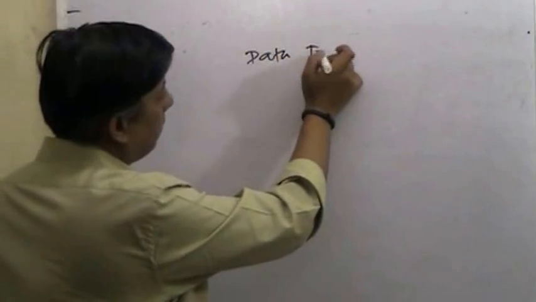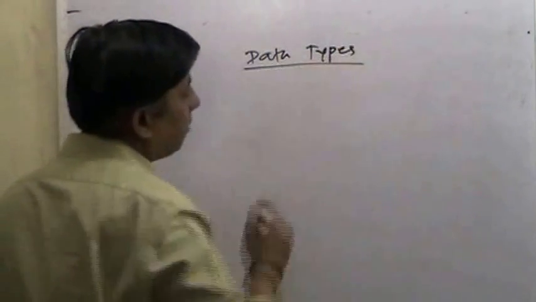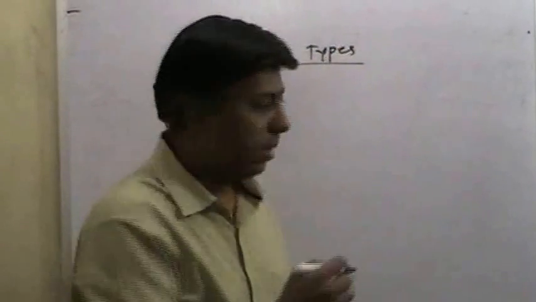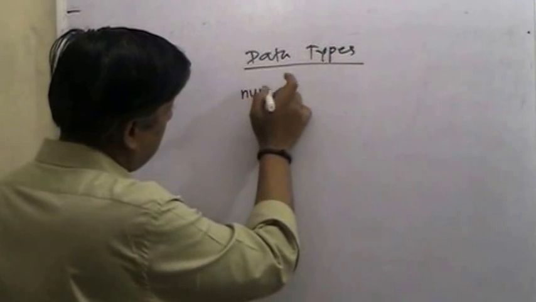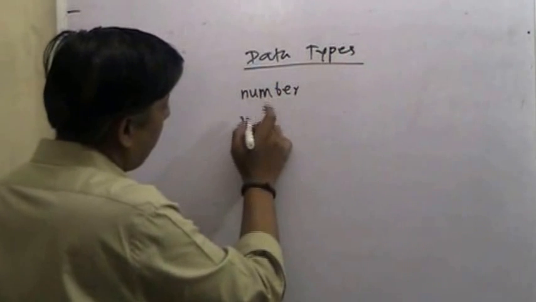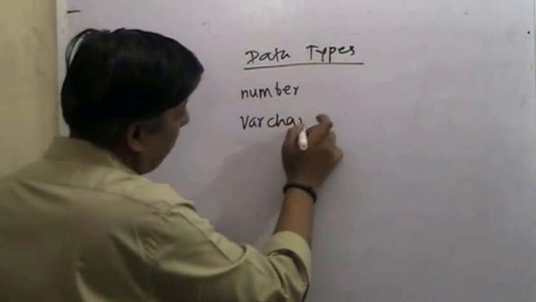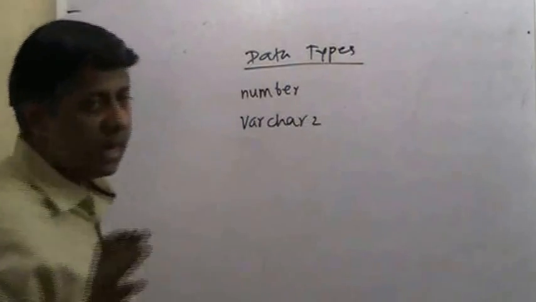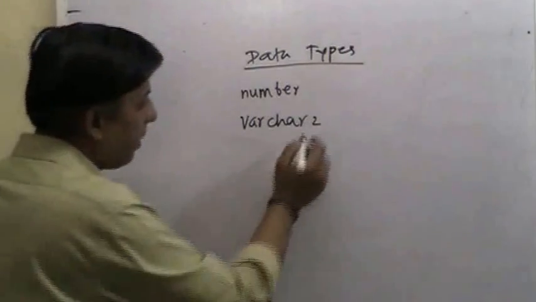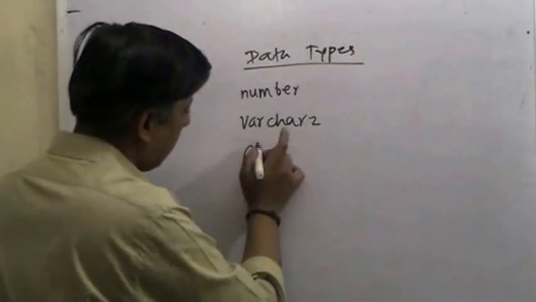You guys know it. Data types for the columns of a table. Number is there, yes. Varchar, varchar2. Number, varchar. Varchar is actually varchar2. There is no varchar. By default, it is varchar2. Char.